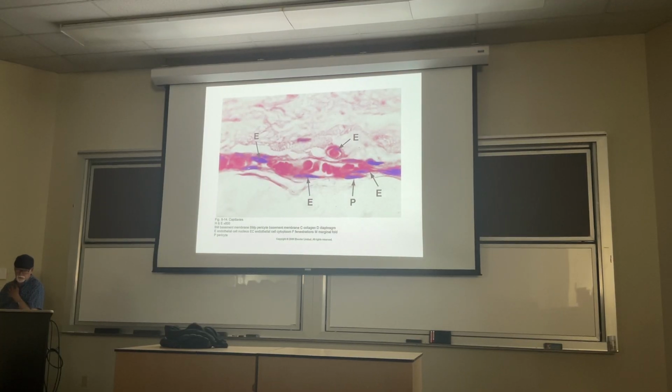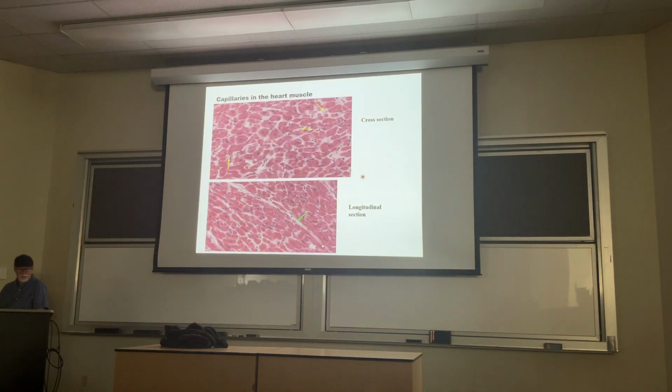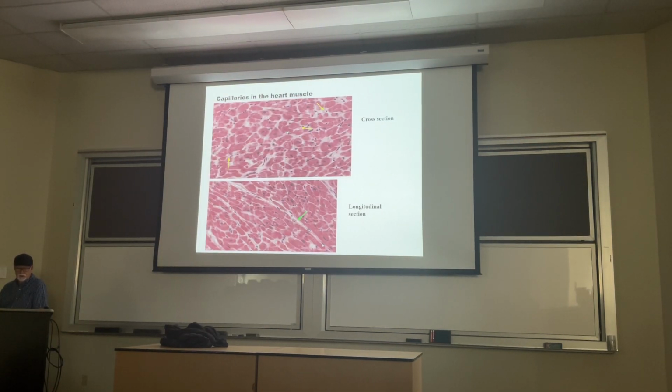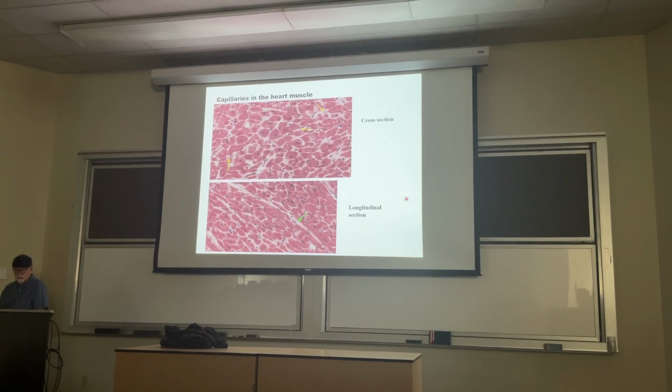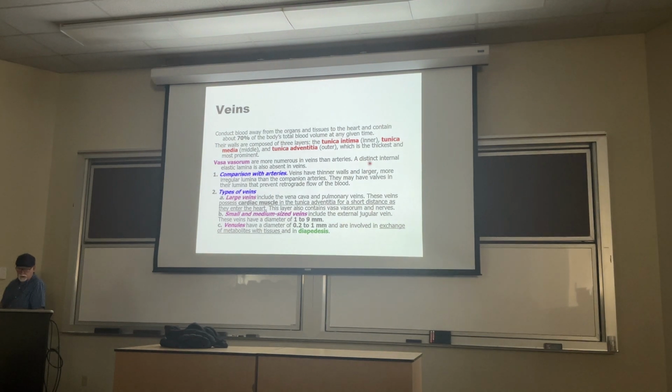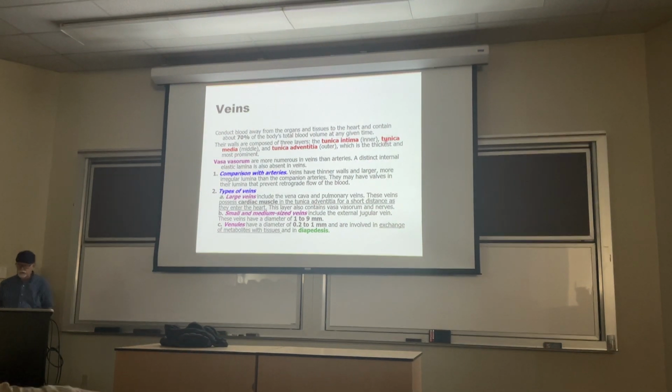And this shows you the endothelium and the red blood cells in the capillary. This is quite a high magnification. This is 800. This is some little capillaries in the cardiac muscle. That's a good place to find capillaries. So later we'll do the veins, and we'll finish up the veins.